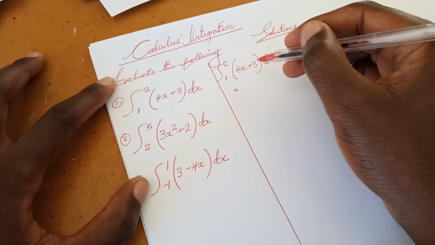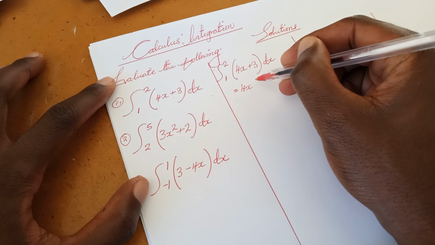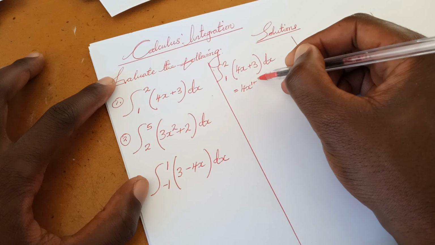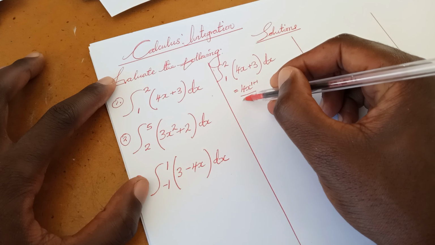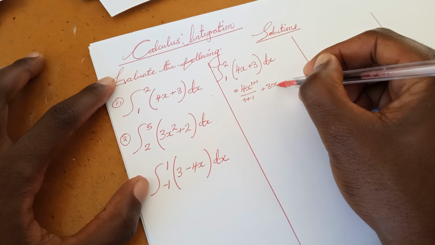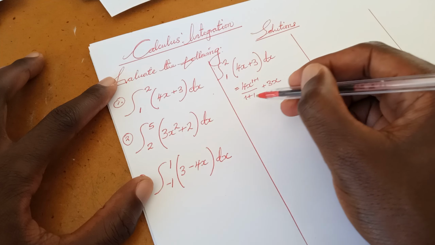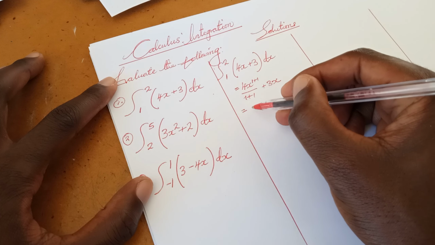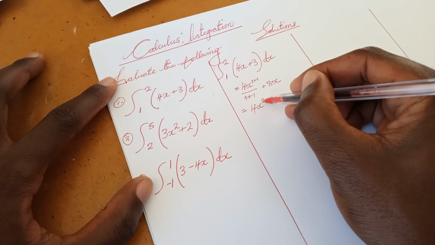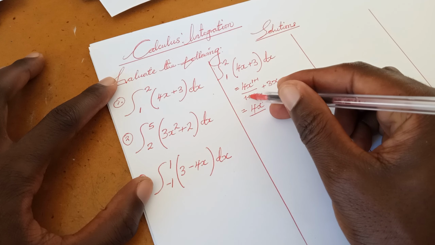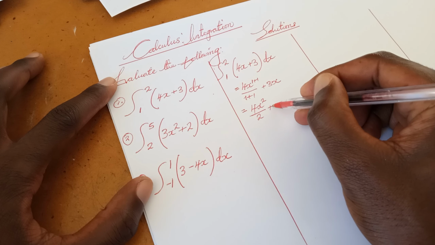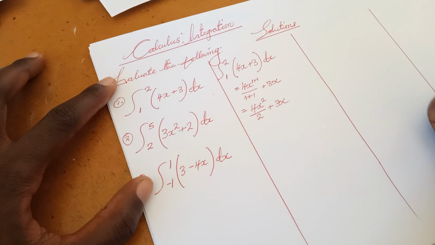Now we integrate. So we say 4x, meaning here there's an invisible power 1. So you say 1 plus 1. At the bottom there also you're going to say 1 plus 1. Plus 3x. So this will be equal to 4x, when we add 1 plus 1, it will give us what? A 2. So this is over 1 plus 1, again, it is 2. So we say plus 3x.